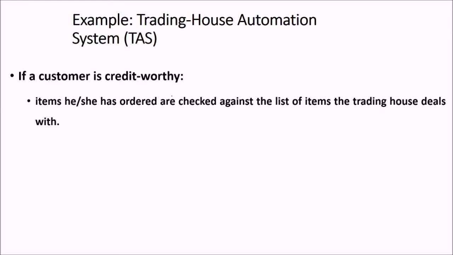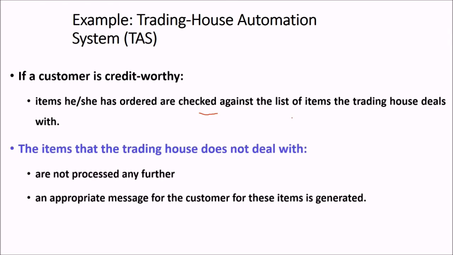If the customer is creditworthy, the items he or she has ordered are checked against the list of the items the trading house deals with, and the items that the trading house does not deal with are not processed any further, and a message which is appropriate to the customer for these items is generated.